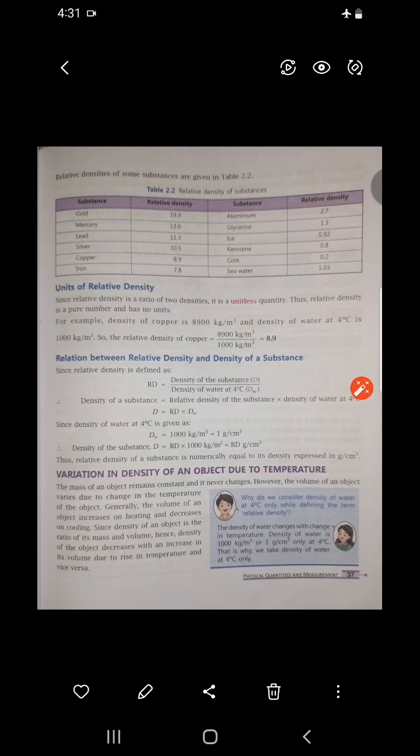As was told just before, relative density is unitless because it is a ratio of two densities. See here, one example is given: copper is 8900 kg per meter cube and water density at 4 degrees Celsius is 1000 kg per meter cube. So the relative density for copper is 8.9. Just because it is a ratio, that's why it is unitless.